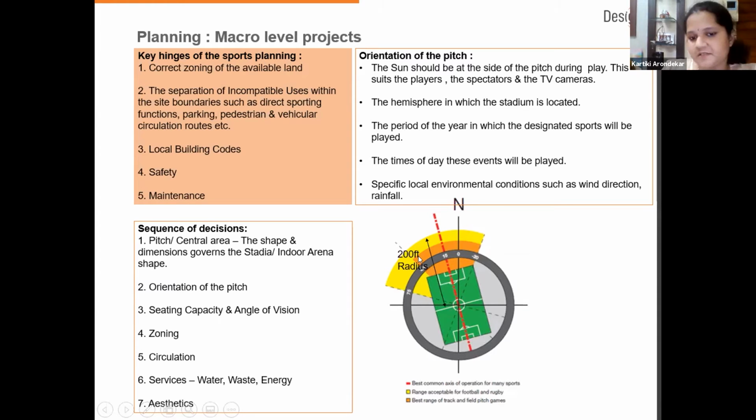Radius, I've written here 200 feet radius, that is from the center of the pitch till the end where the last spectator sits. If you're sitting beyond this, you're watching ants. So this is the best depth or best radius for any arena or any stadium.